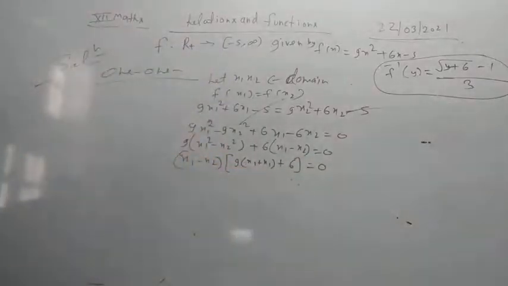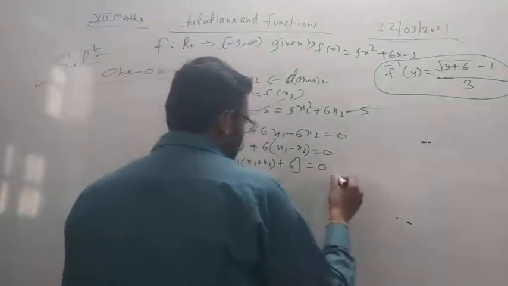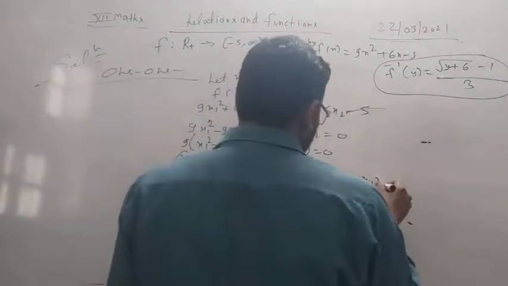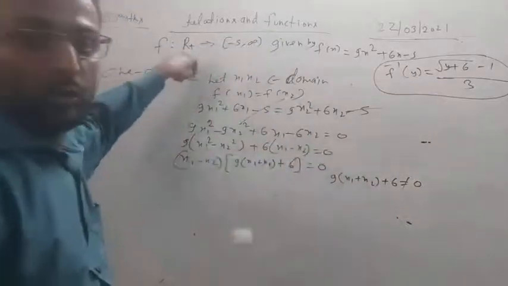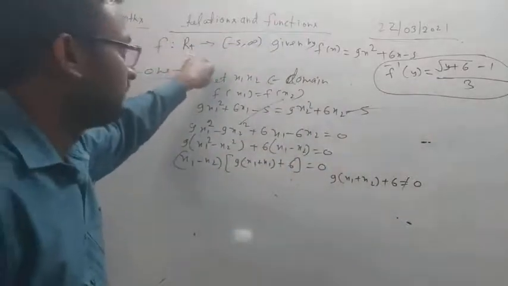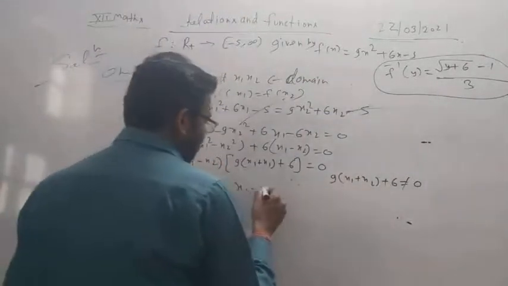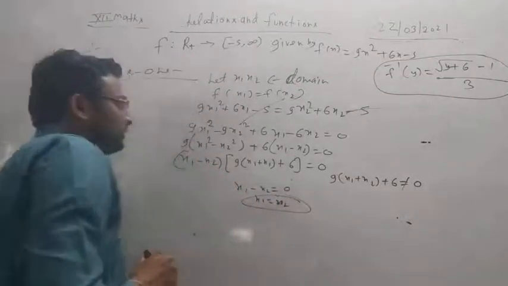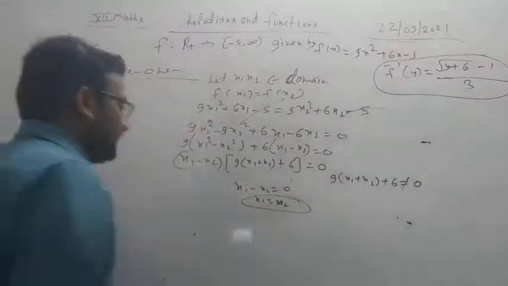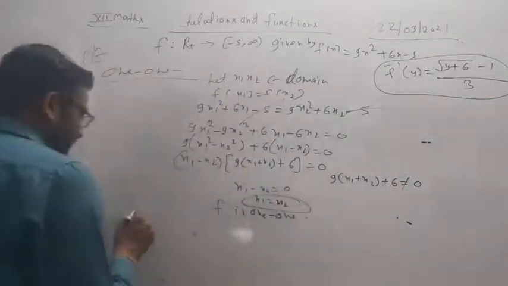Okay, students. And students, we are saying that this is a positive quantity. 9(x1 + x2) + 6 cannot be equal to 0 because x1, x2 belong to the domain, which is the positive real numbers. So when we put in any value, this cannot be equal to 0. So we write x1 − x2 = 0. So x1 = x2. So students, we can see from here that the function is 1-1.